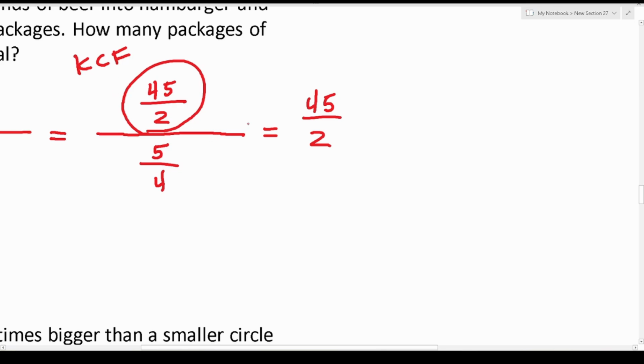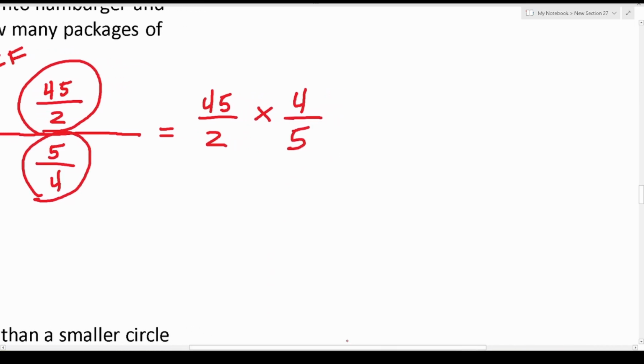We're going to change it from division to multiplication. And this F means flip, and it refers to the second fraction. Instead of being 5 over 4, it's going to be 4 over 5. Okay? And now that we've done that, we're just going to multiply straight across.